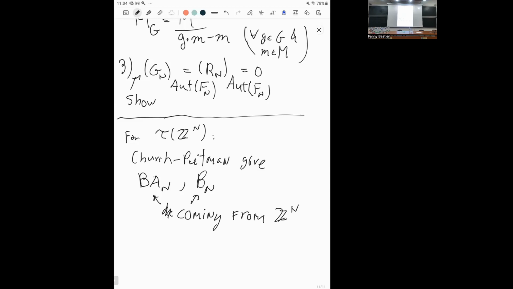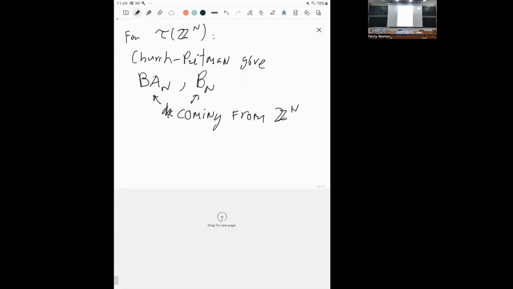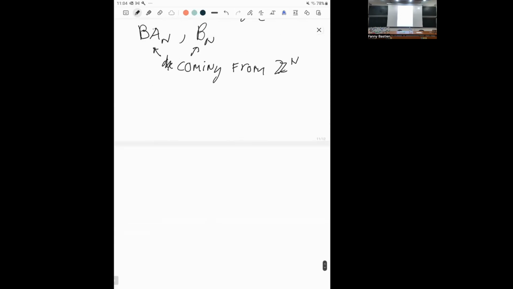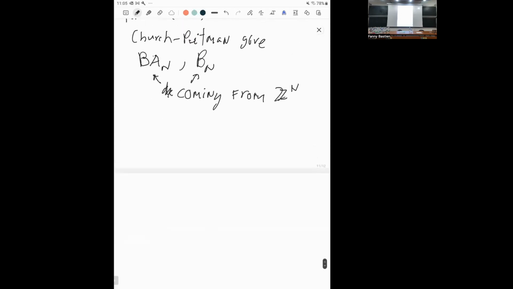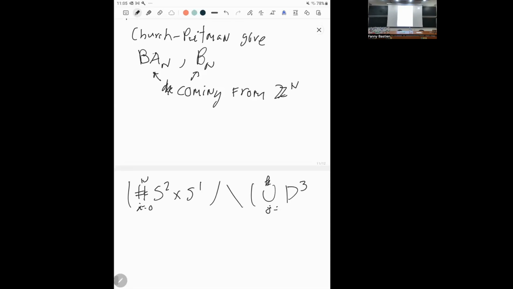Okay, I can maybe say briefly what it is for Fn, because I think it's definitely a little bit different. The idea is, I mentioned before that you want to consider a connected sum of S2 times S1s, with i equal to 0 to n, and then remove some finite collection of disks on your surface, or on your three manifold.